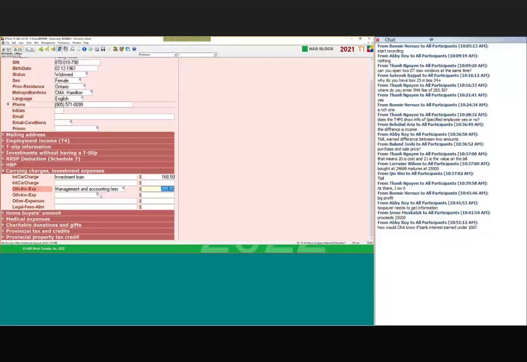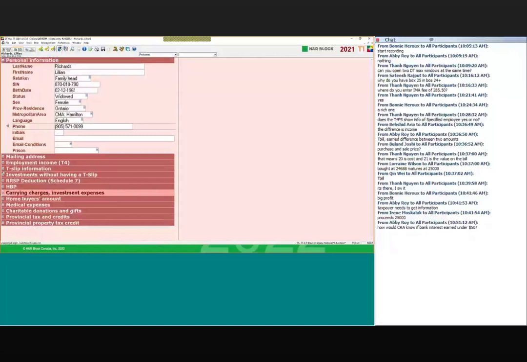Also, this is where we would enter if there were legal fees related to support payments. I don't know why they put this in here. It's just kind of jammed in here. So that's where the deduction would be. Anyway, those are our carrying charges.